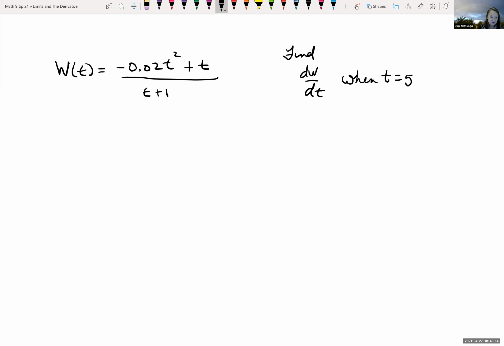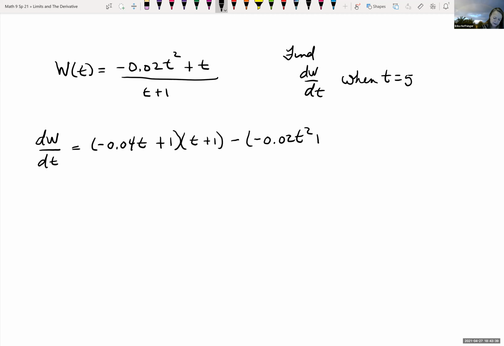So if we take the derivative of the left-hand side, we have dW/dT equal to the derivative. So I need to use my quotient rule. The derivative of my numerator gives me negative 0.04 T plus 1, all times the denominator, T plus 1, minus the numerator, negative 0.02 T squared plus T, all times the derivative of the denominator, which is 1, all over the denominator, T plus 1 quantity squared.